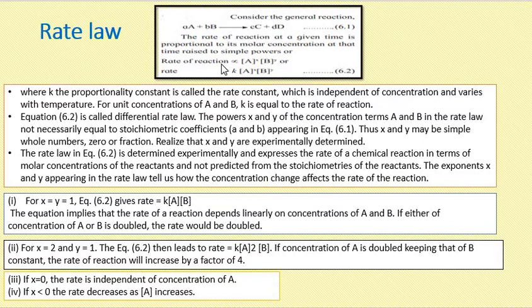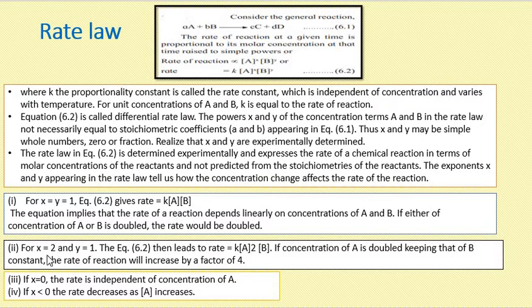Let's suppose the value of x and y is equal to 1. Then the rate is equal to K multiplied by concentration of A multiplied by concentration of B. So the equation implies that the rate of reaction depends linearly on the concentration of A and B. If either the concentration of A or B is doubled, then the rate would be doubled.